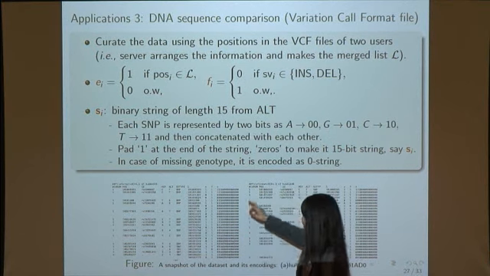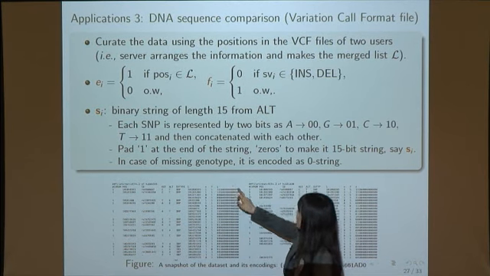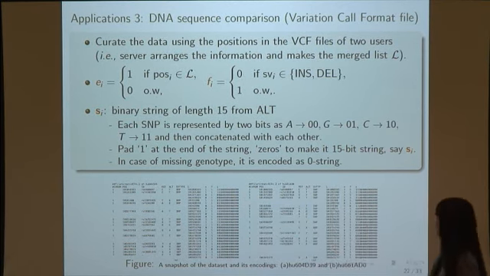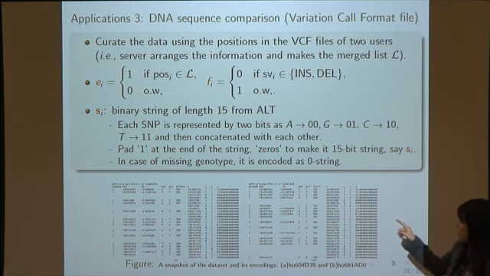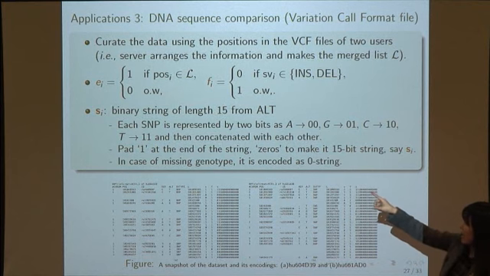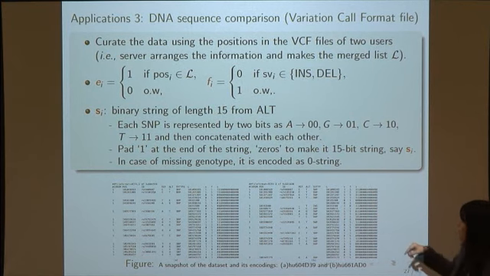So it means all the user strings can be seen as 15-bit binary strings, say S_i. And in case of a missing genotype, that is, E_i is 0, then it is encoded just as a 0 string.